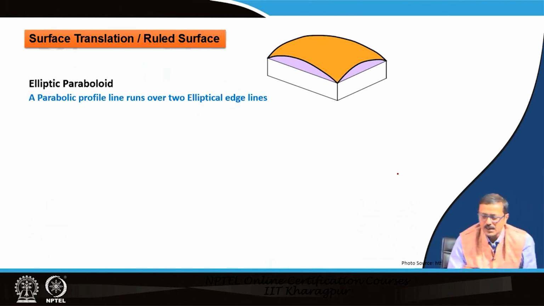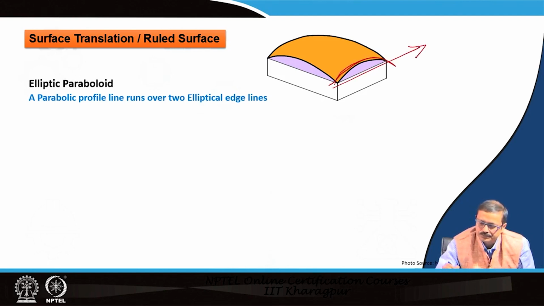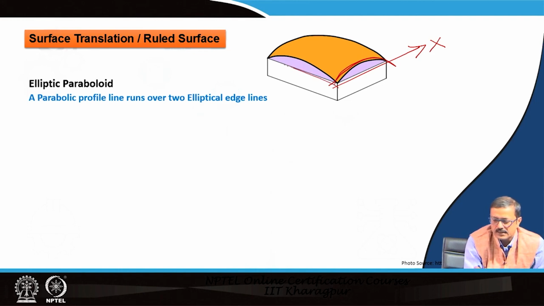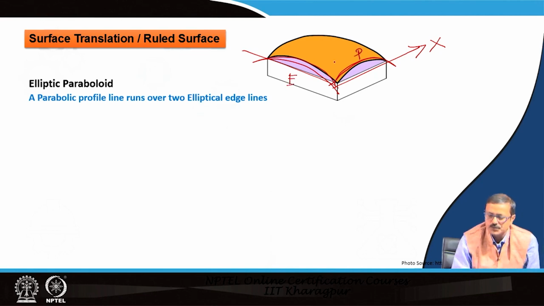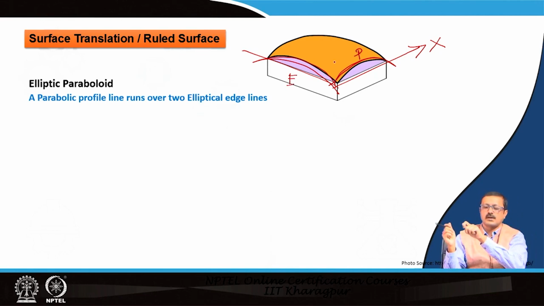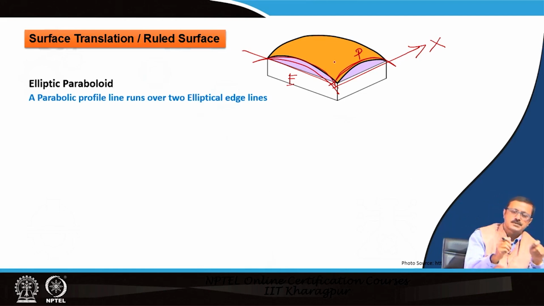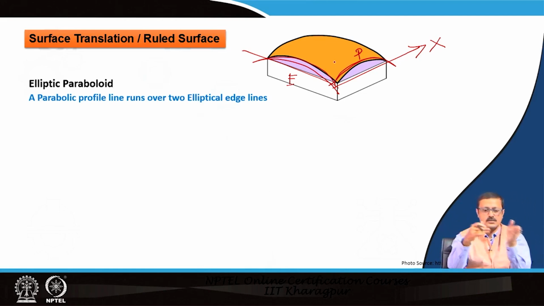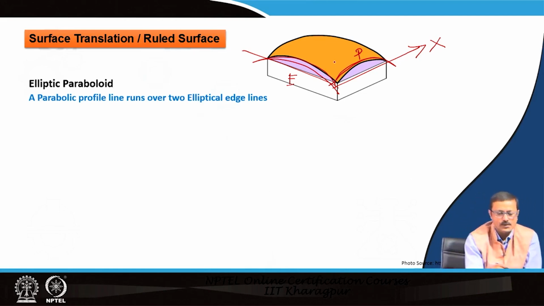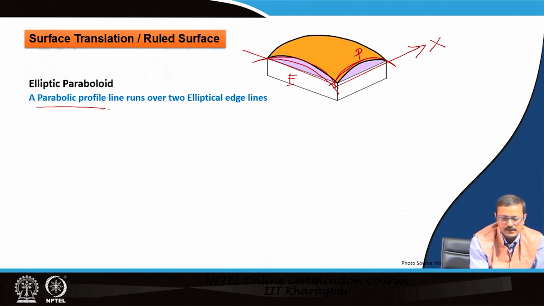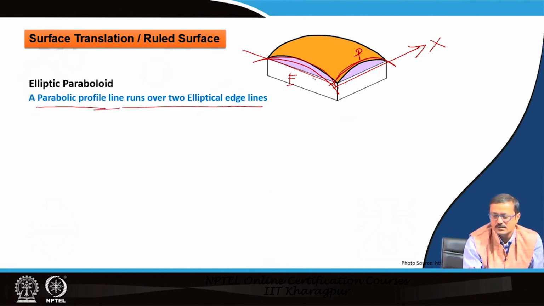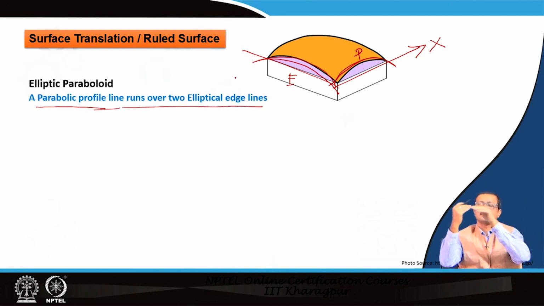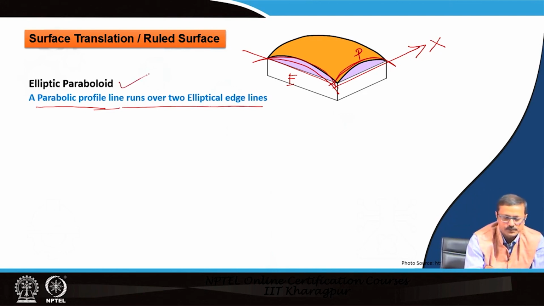Elliptic paraboloid: what happened is that this is a parabola in the x axis, and in the y axis there is a line or a rail which is an ellipse. This is the ellipse, this is the parabola, suppose. Now, if you translate that parabola over the elliptical track, the parabolic profile line runs over the elliptic edge line. This is the elliptic edge line. You will get a surface which is called an elliptic paraboloid.